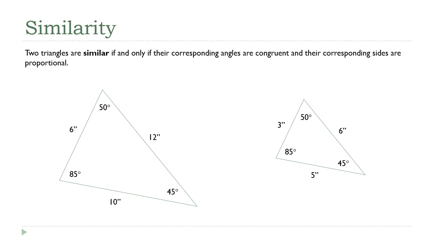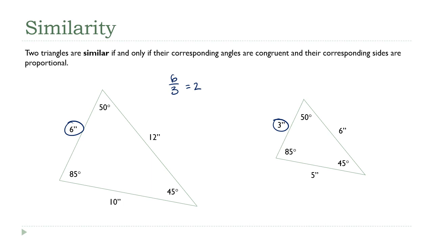Now, to see how we can go about showing that triangles are similar, we need to add some more details. So first, we have to have pairs of congruent angles, which we have here. And second, the corresponding pairs of sides have to be proportional. What that means is that if we take a pair of corresponding sides and divide one by the other, for example, 6 and 3, we get the same value from every pair.